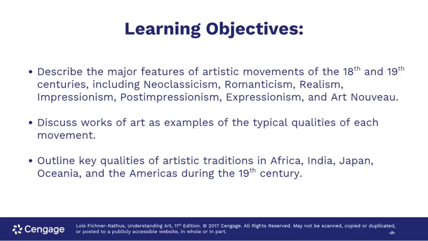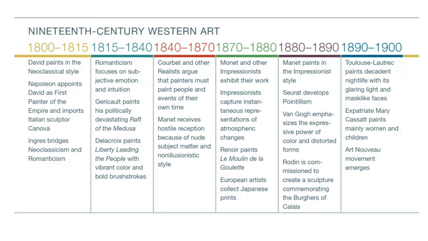The learning objectives for this lecture include being able to describe the major features of artistic movements of the 18th and 19th centuries, including neoclassicism, romanticism, realism, impressionism, post-impressionism, expressionism, and Art Nouveau. Discuss works of art as examples of the typical qualities of each movement, and outline key qualities of artistic traditions in Africa, India, Japan, Oceania, and the Americas during the 19th century.